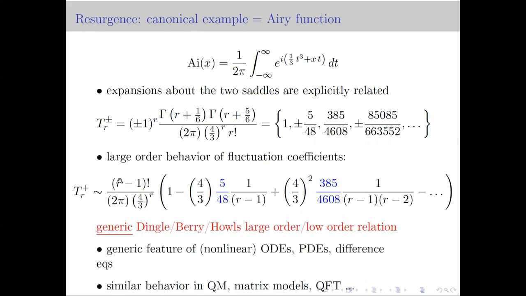And now if you write it as R minus 1 factorial, R minus 2 factorial, R minus 3 factorial, the coefficients are exactly the coefficients around the other saddle point, the low orders. This is really remarkable. And I still feel cheated that I was not told this when I was learning complex analysis. It's not that difficult. And I urge you to pick your favorite special function and just write down the integral representation. It's completely straightforward to check that this is always true.